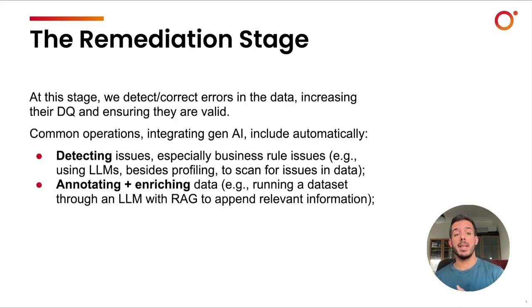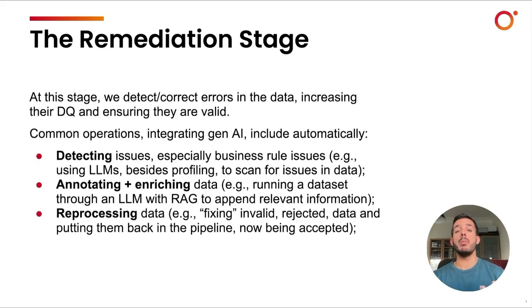Or, for example, annotating and enriching the data, right? For example, running a dataset through an LLM with RAG to append relevant information. If you want, for example, to obtain customer insights, you could take a dataset of customers that you have and embed the location in every single one of these. If they don't already have the location, you can take the specific geography that may exist in another dataset, and you can use an LLM to run the customer dataset and append the location to every single one of those customers. For example, in this case, we're not necessarily fixing errors, but we are increasing the quality of the data by adding additional information here.